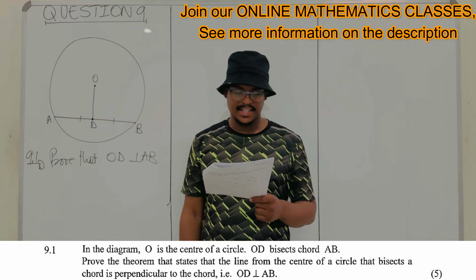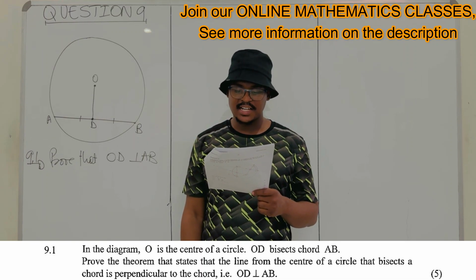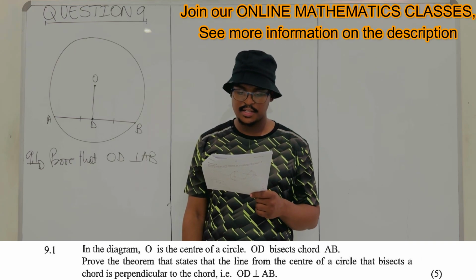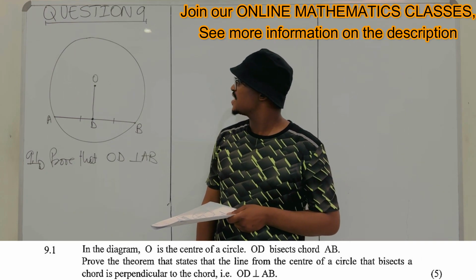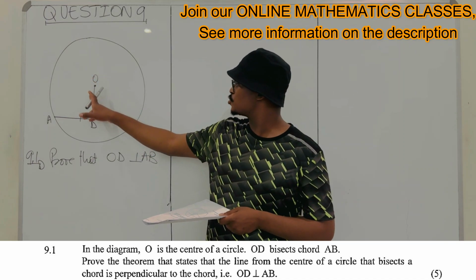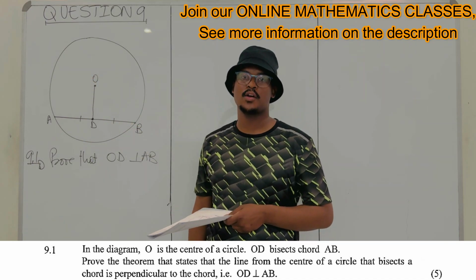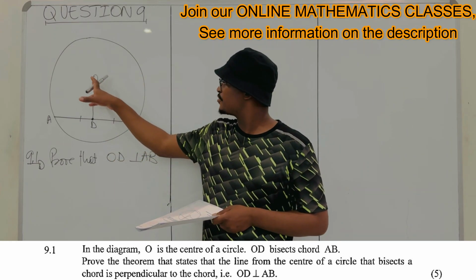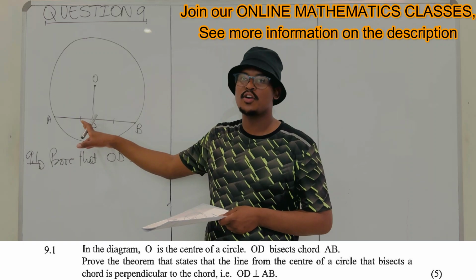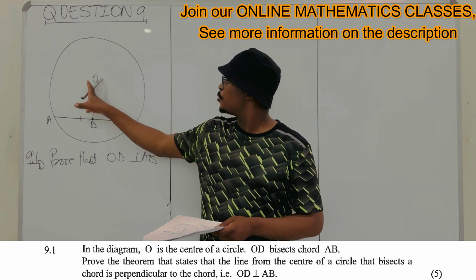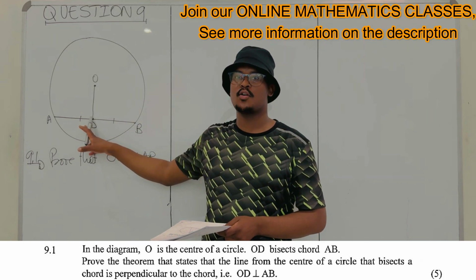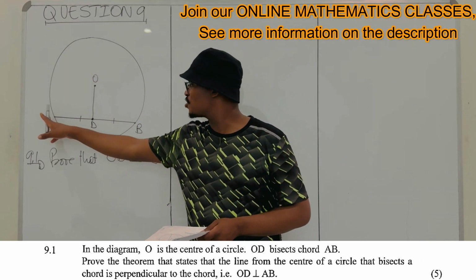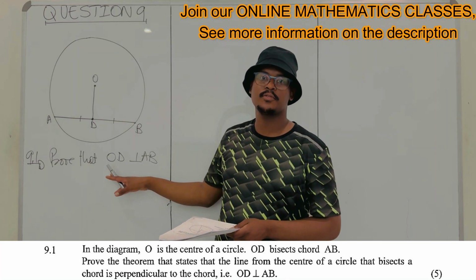Okay, so now what are they saying? They are saying, prove the theorem which states that the line from the center of a circle that bisects a chord is perpendicular to the chord. So they are saying, prove that a line from the center of a circle to the midpoint of a chord is perpendicular to the chord. Bisecting the chord means this line from the center goes to the midpoint of the chord. That's what they wanted to prove, which means your OD is perpendicular to AB. So this is what they wanted to prove.